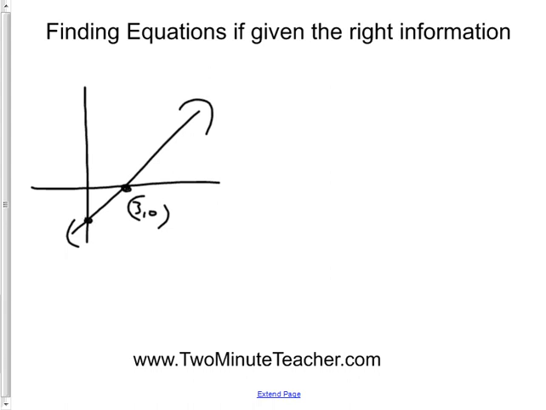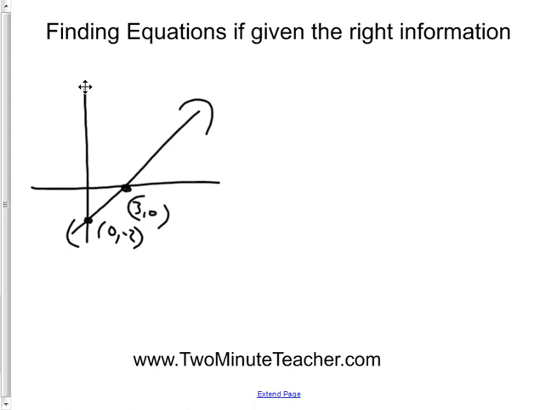Now here's another one. I've given you a point here at 0 comma negative 2. And now I could ask you to tell me the equation for this line. So basically you need to tell you at least one point on this graph. And they might do that by telling you an x or a y-intercept. Or they might just use any other point. But they need to tell you a point.